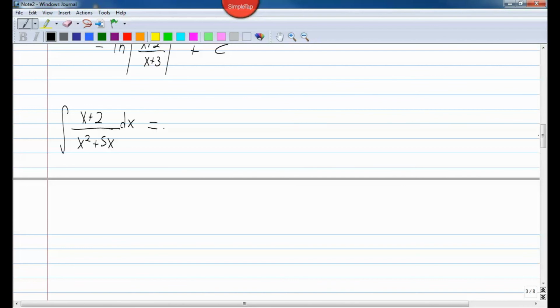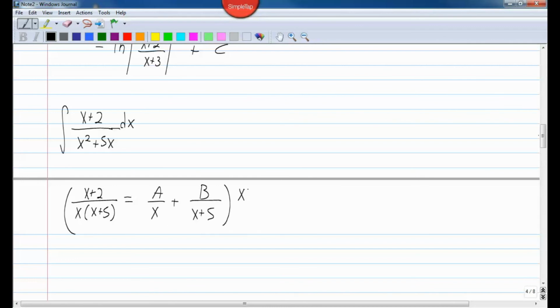So let's see. I can factor this denominator. So I first just want to work with the algebra. So I'm gonna rewrite this down here, x plus 2 over, and now factor out an x. That's x times x plus 5. So this is just linear factors. So what is this equal to? It's equal to a over x plus b over x plus 5.